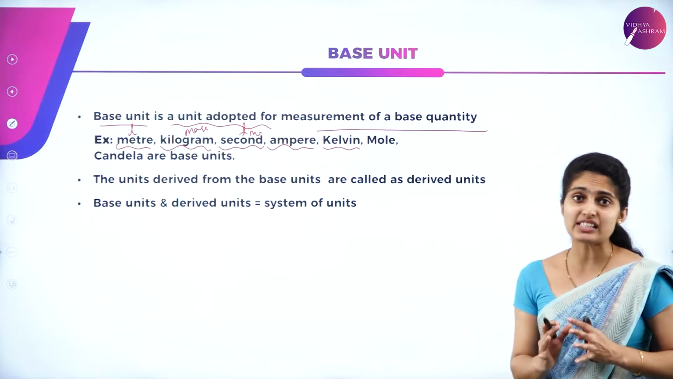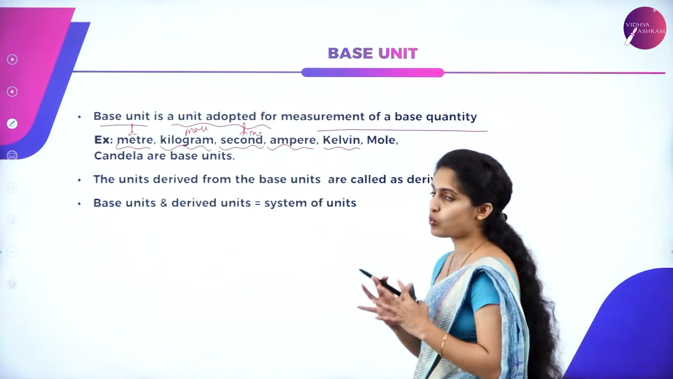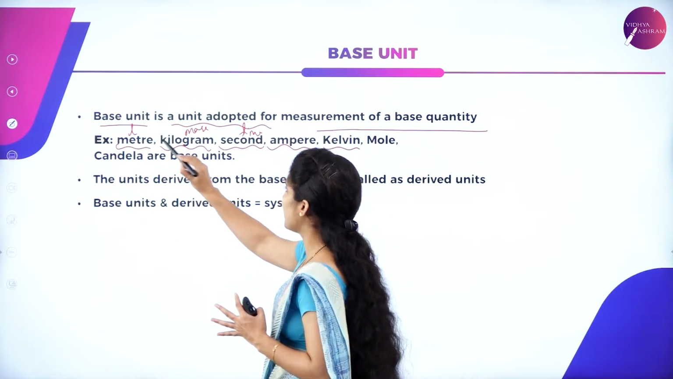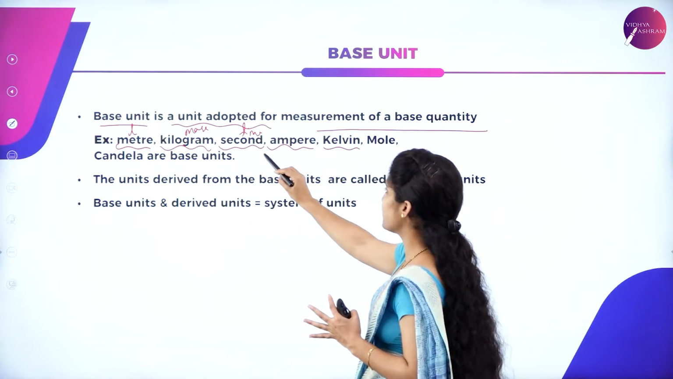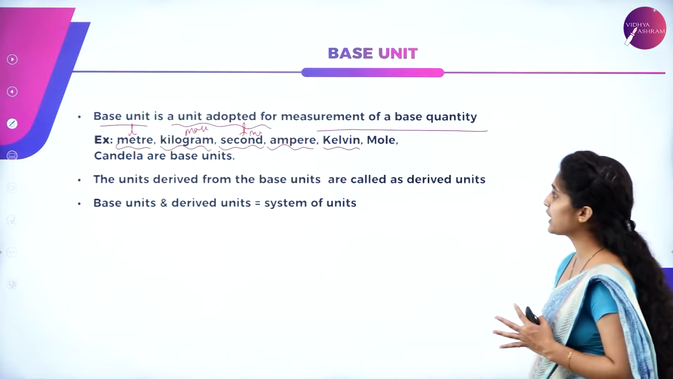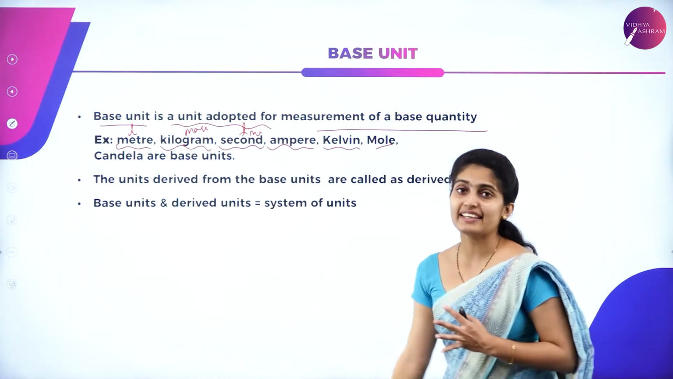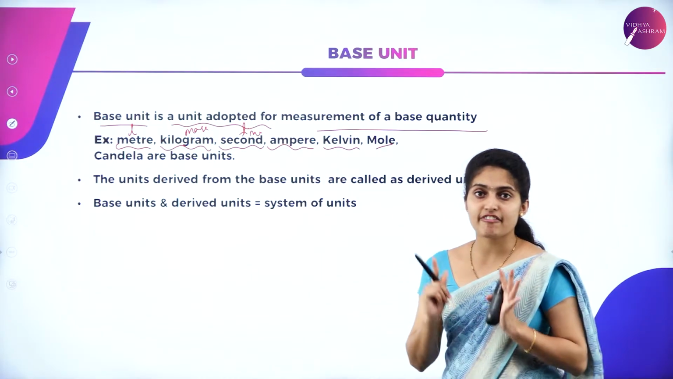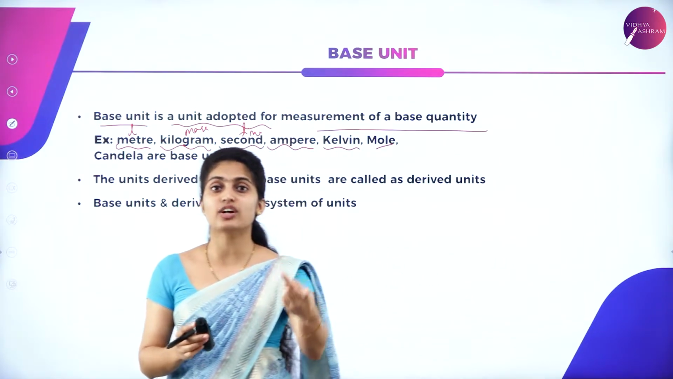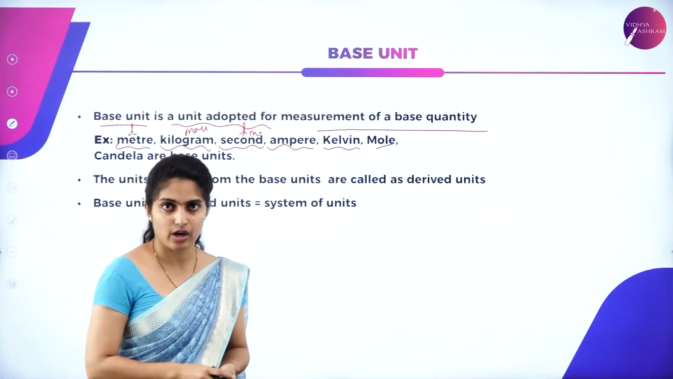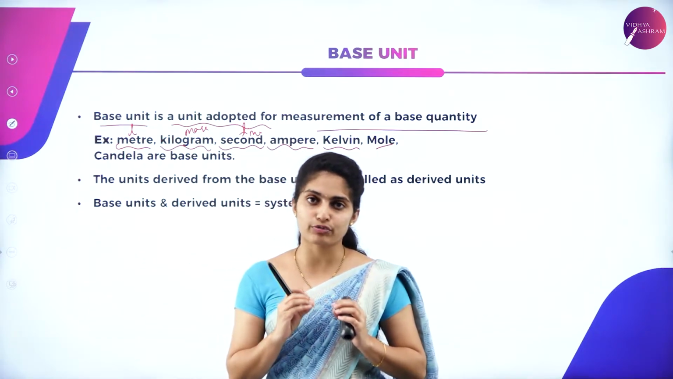Okay, so these are the 7 base quantities we have to remember. First one is meter, second kilogram, third second, fourth ampere, fifth Kelvin, then mole, and then candela. So these are the 7 base units. Other than these 7 base units, we have 2 extra units which you will study later. Okay. So these are some of the base units.